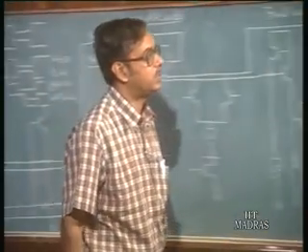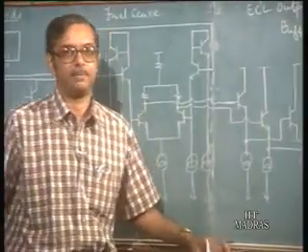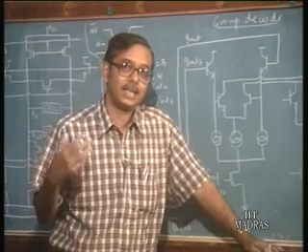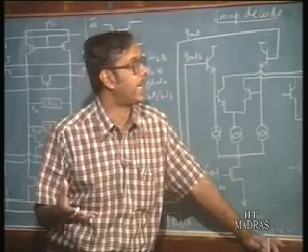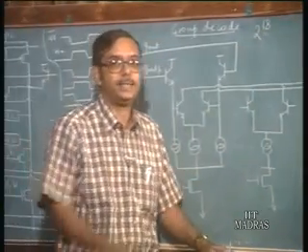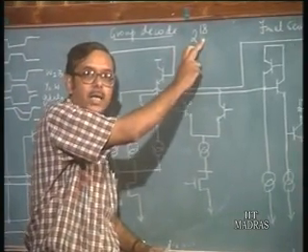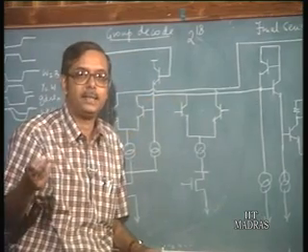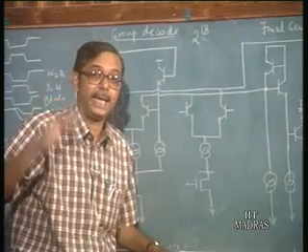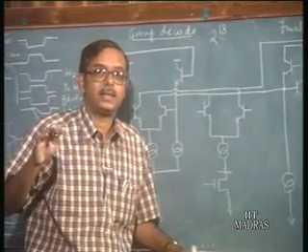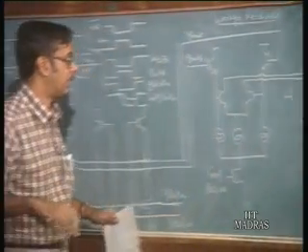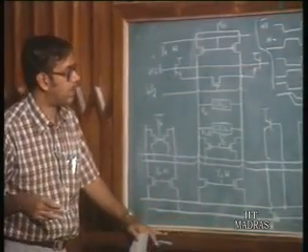Now, as we have seen, this is a 256K into 1 bit static RAM. So 256K static RAM means that there will be 256K cells. 256K is actually 2 to the power 18. So there will be 2 to the power 18 cells, and one has to select 1 out of 2 to the power 18 cells. So if you have 2 to the power 18 cells, there will be 18 address inputs, and with the help of these 18 address inputs, one has to select a particular cell. So, let us look at how this is done.